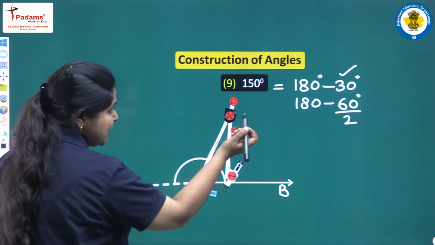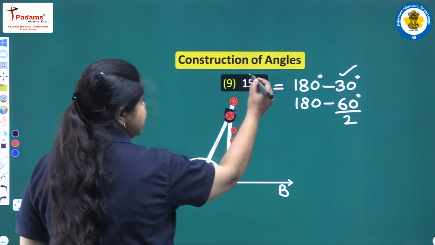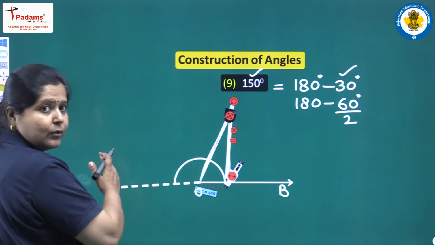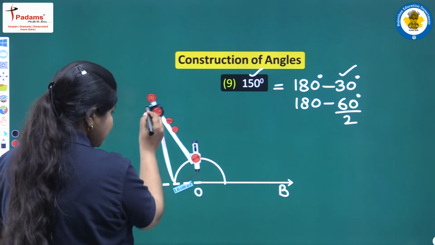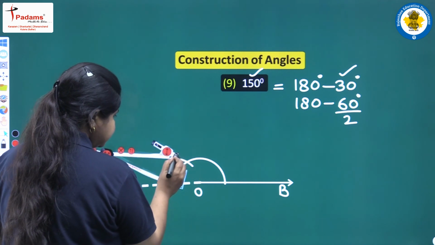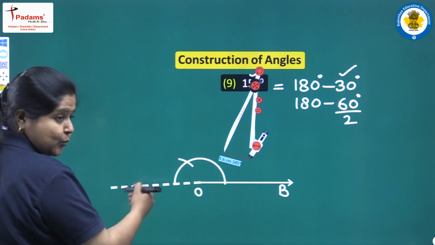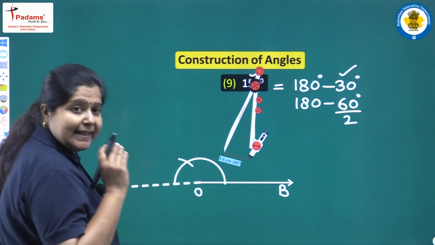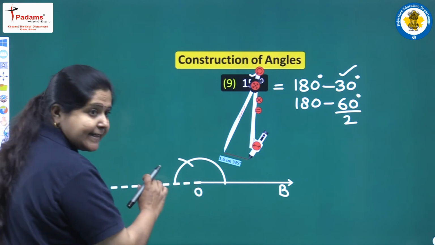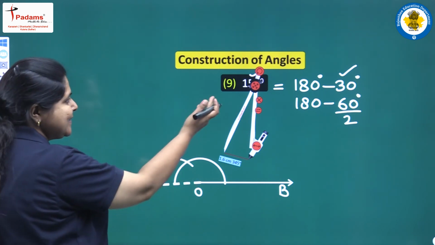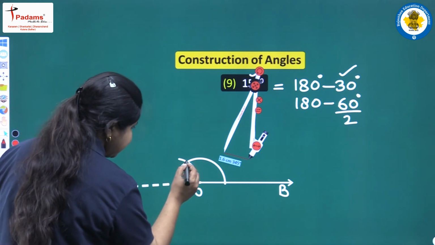So here again we will be drawing an angle of 60 degree, but this time to the left side, because this angle is greater than 90 degree, so it will be lying on the left side. So we place this pointed end at this point, and then with the same radius we draw an arc. So here we get an angle of 60 degree towards the left. Now we simply need to bisect this 60 degree angle and get an angle of 30 degree. We will be subtracting this 30 degree from 180, and then we will be getting the required angle of 150 degree.